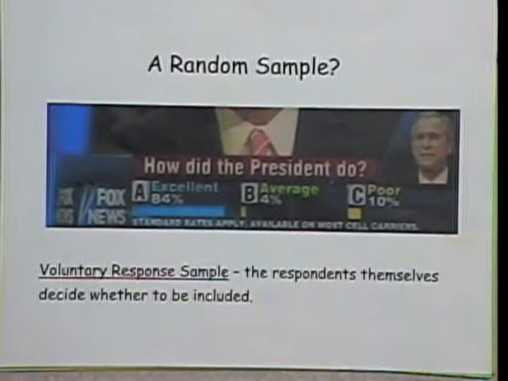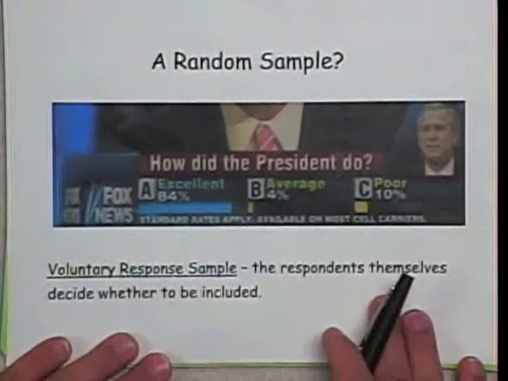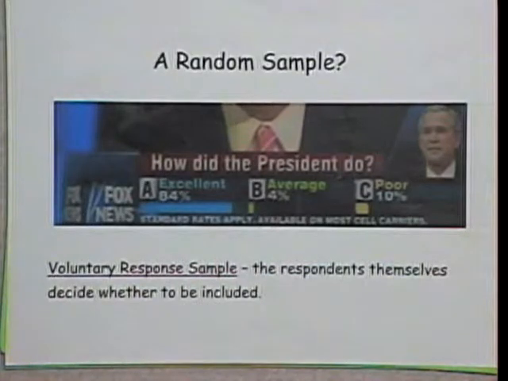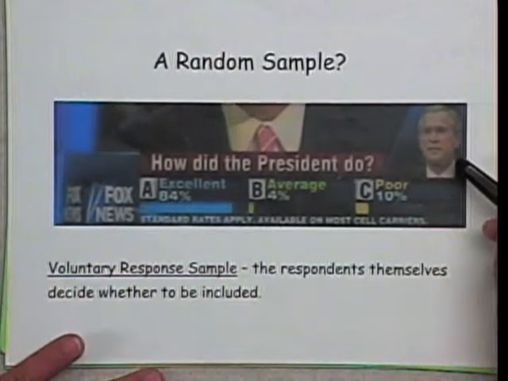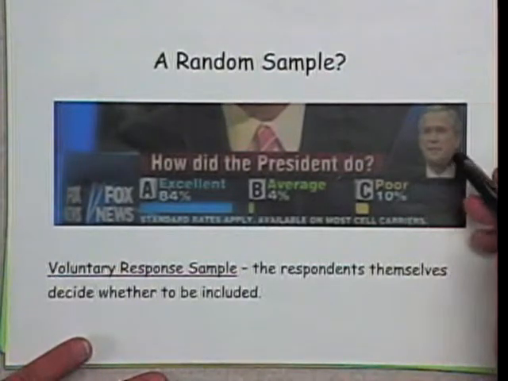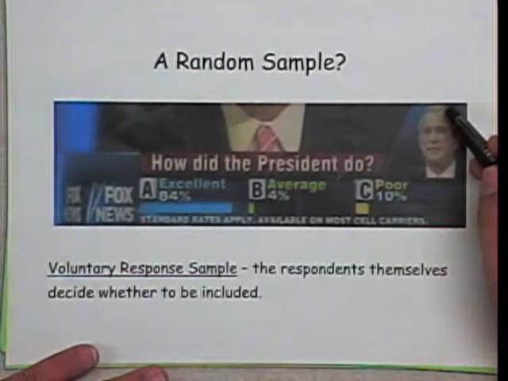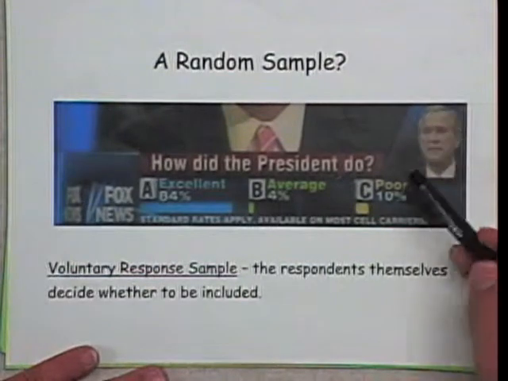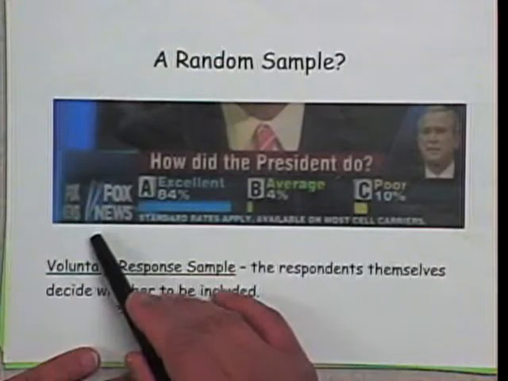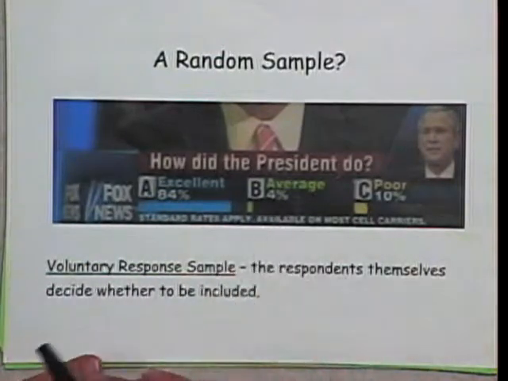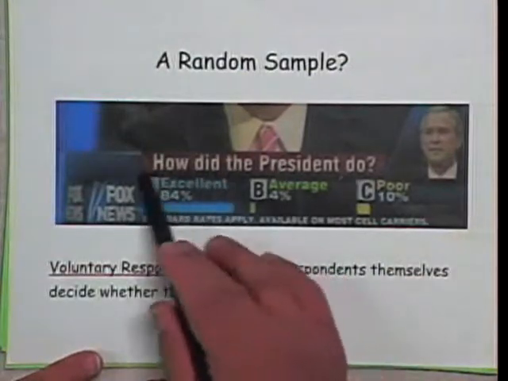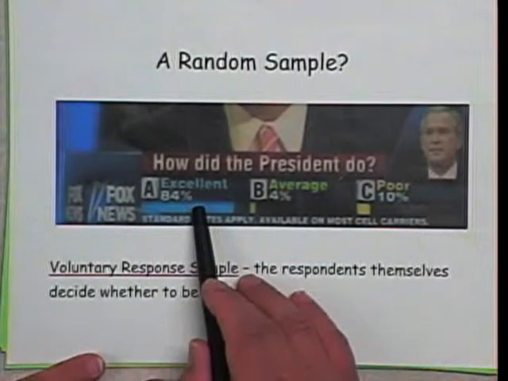Do you see why this is a biased sample? It's because this is a Fox News call-in poll. And if you know about Fox News, it's more conservative than other stations like CNN or other news media stations. And so the people that watch Fox News are going to be more conservative. So the sample is kind of biased towards the conservative side, and conservative people would have felt that George Bush is doing an excellent job.